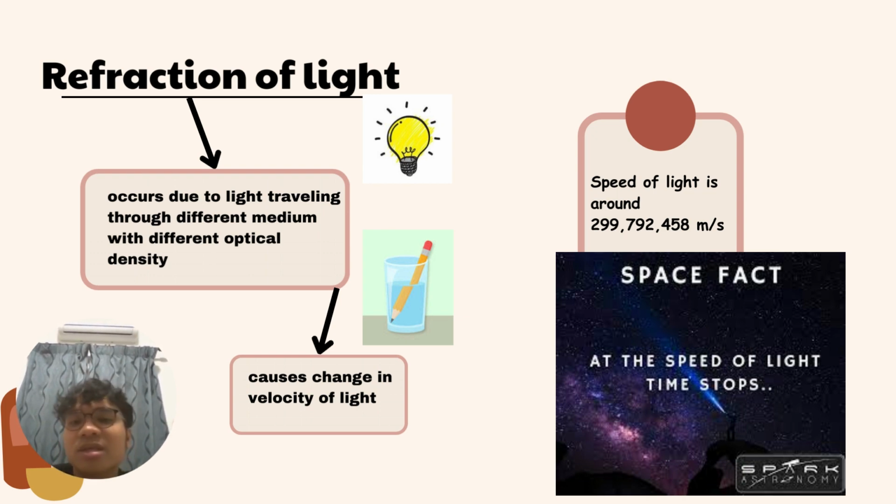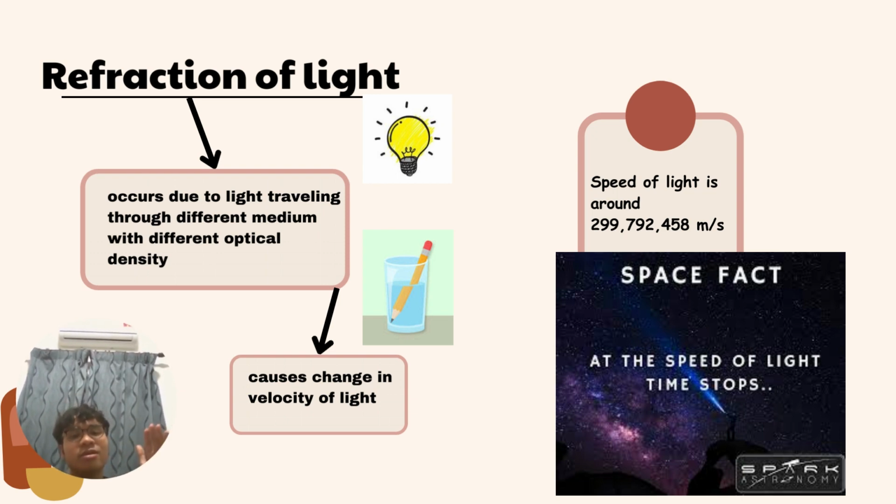Refraction of light occurs due to light travelling through different medium with different optical density. That causes change in velocity of light. Okay, so basically apa dia nak cakap is light ni kadang-kadang boleh je pass through object. Let's say macam kaca. But dekat situlah turning point dia. Light ni velocity dia akan berubah yang mana akan menyebabkan light tu akan bend from dia punya jalan yang sepatutnya lah.